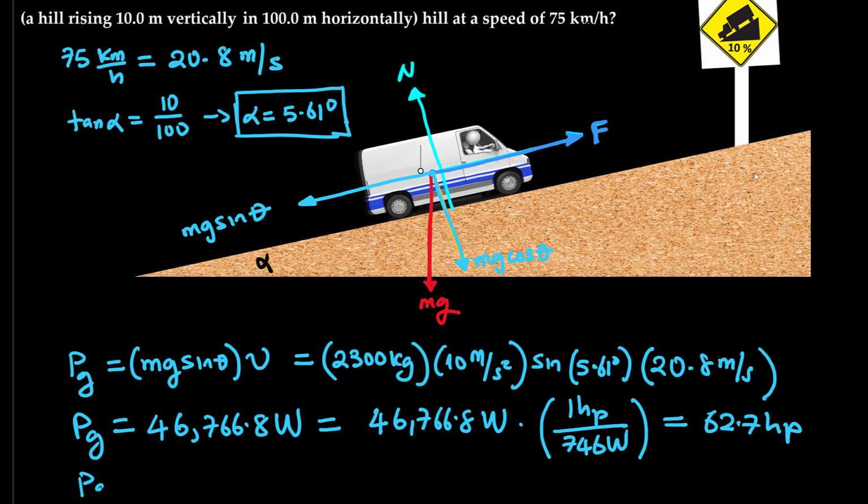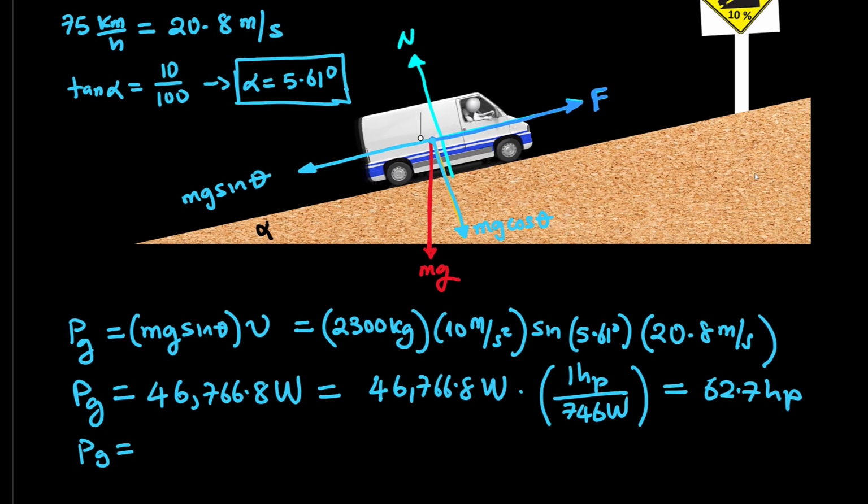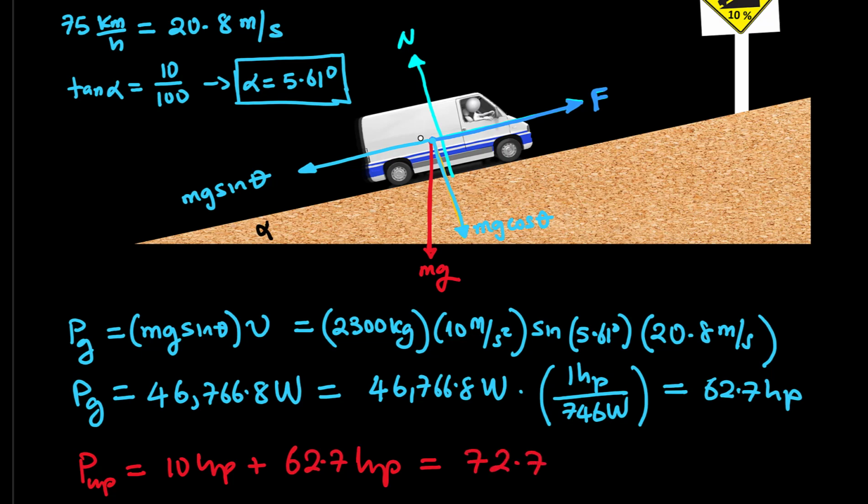So this implies that the total power required to drive the car uphill will be equal to 10 horsepower plus 62.7 horsepower, which is going to be equal to 72.7 horsepower. As a matter of fact, we need much more horsepower driving the car uphill compared to downhill.